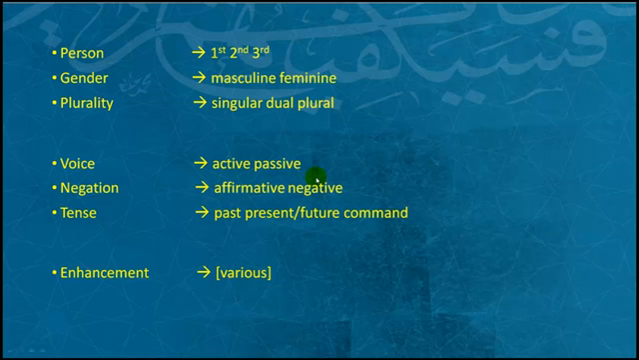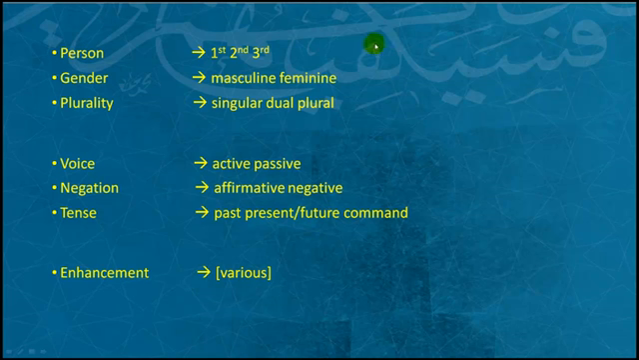Now remember, these are the meanings all verbs need to convey. The first is the person, and Arabic, like English, has 3 persons. Third, that's like he, she, or they. Second, that's like you. And first, and that's like I or we. The second is gender. Now while English has masculine, feminine, and neutral, Arabic just has masculine and feminine. We use masculine for neutral. And the third is plurality. In English we have singular and plural, but in Arabic we have singular, dual, and plural. Plural being 3 or more.